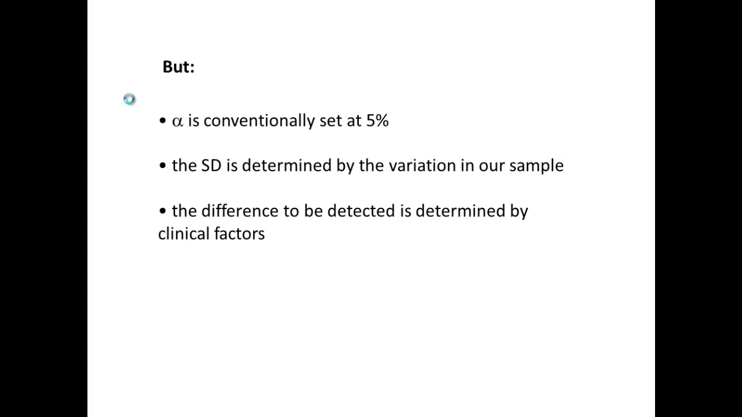Alpha is conventionally set at 5%. The standard deviation is determined by the variation in our sample. And the difference to be detected is determined by clinical factors. So the main thing under our control to increase power is to increase the sample size. And that is why we do a sample size calculation.